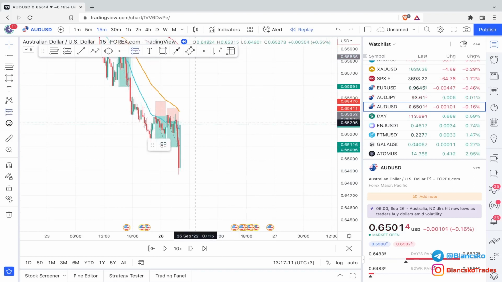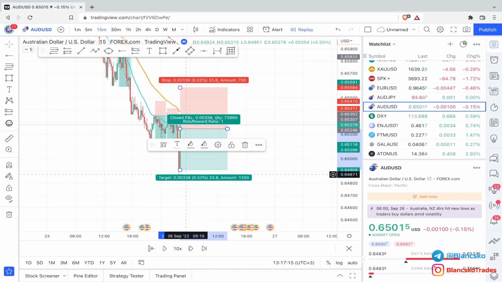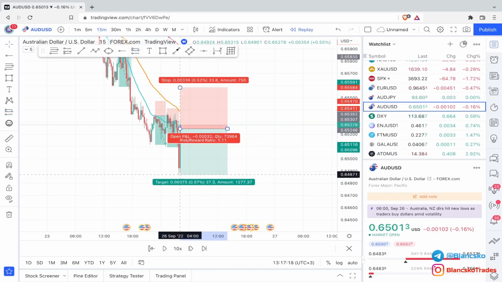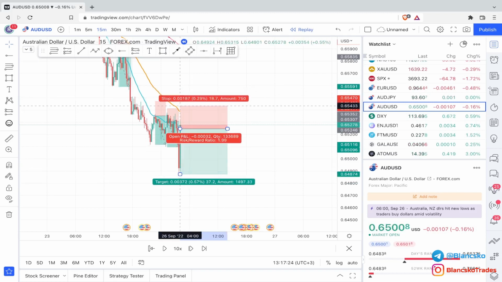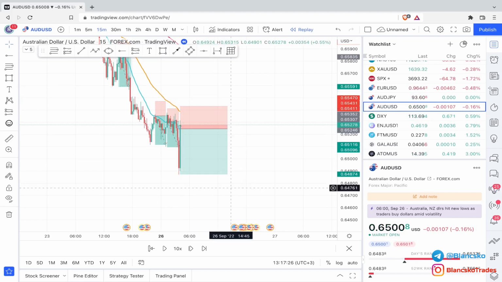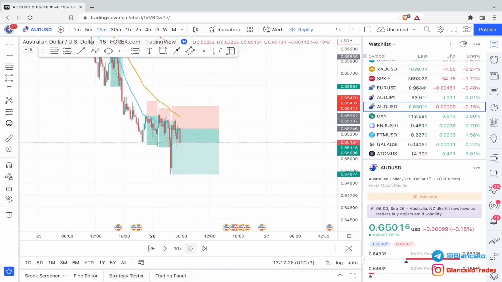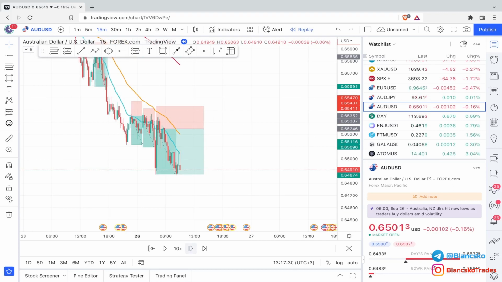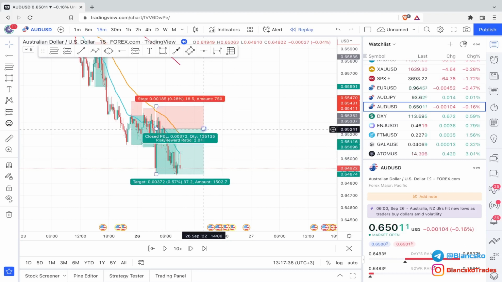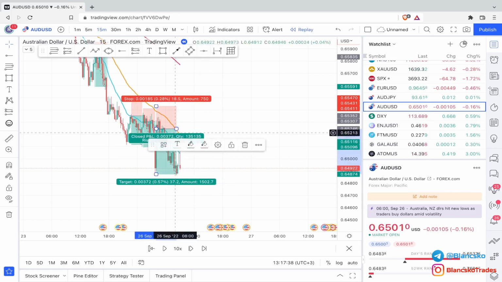So now we would have entered right here on the touch. The take profit is going to be right here. And the stop loss is going to be at 1 to 2 risk to reward. Okay, let's see how this plays out. And another take profit. After the take profit was hit, we can see that we literally got another entry. Let's see how this one plays out.